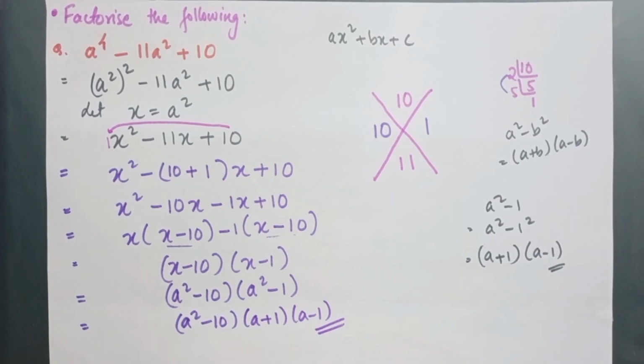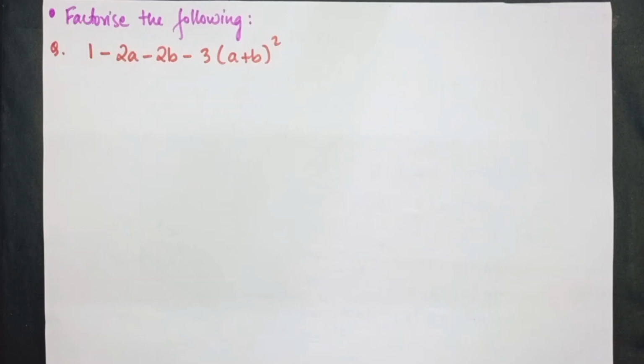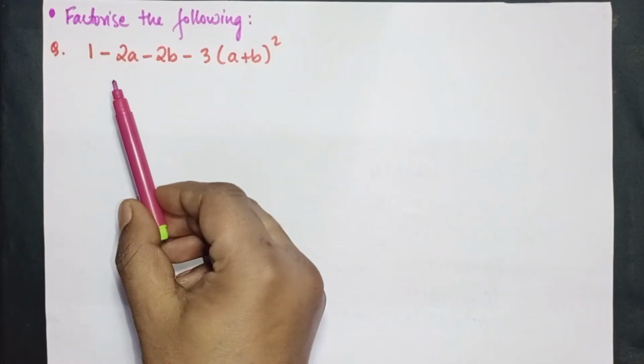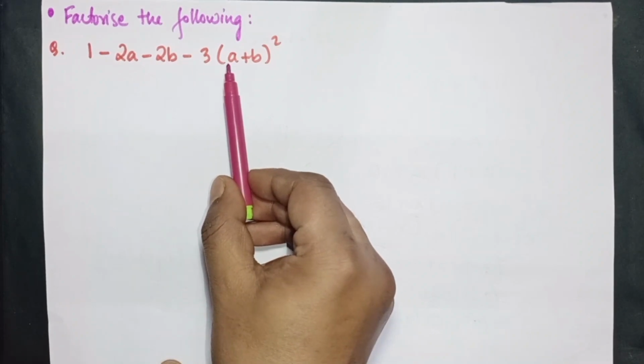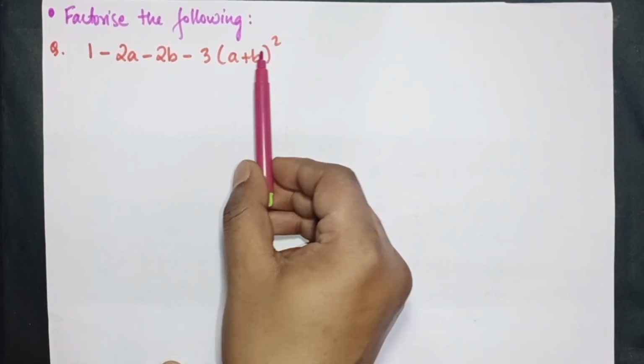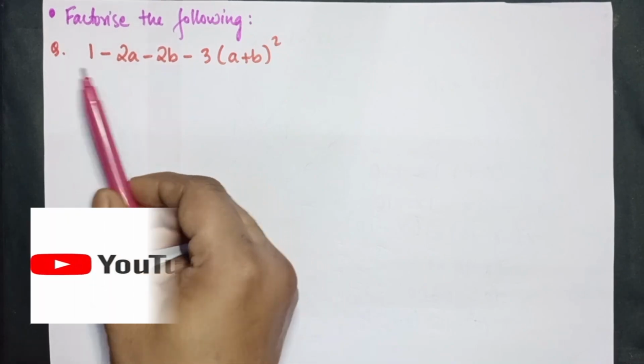Hope you are clear with this. Now let's solve another question. If you see this question, you can see it is looking complicated. But what happens is that the square is there, so we have to form a perfect square there. So how to do this?